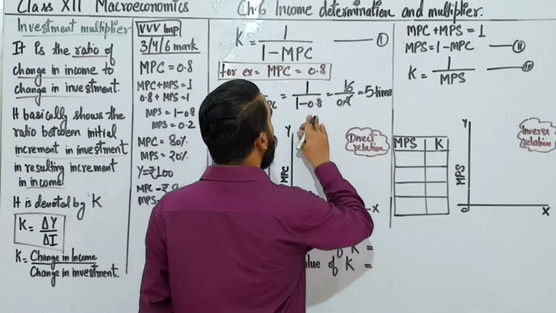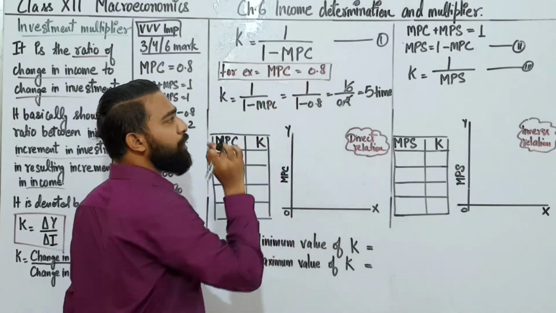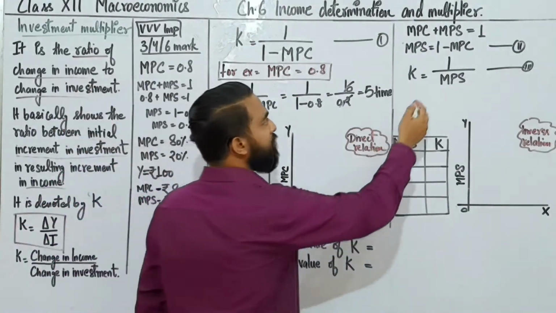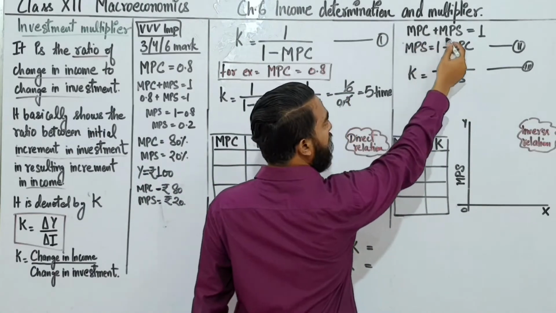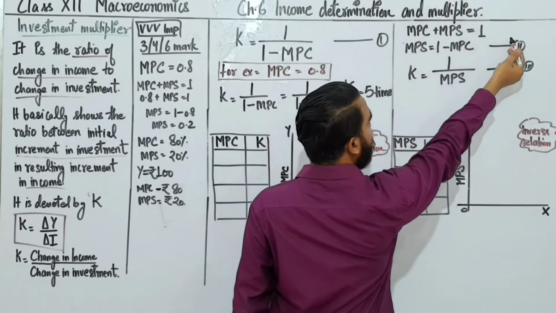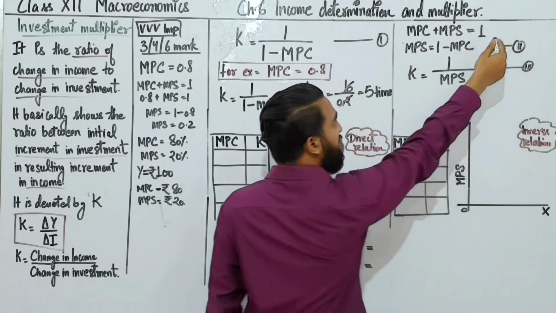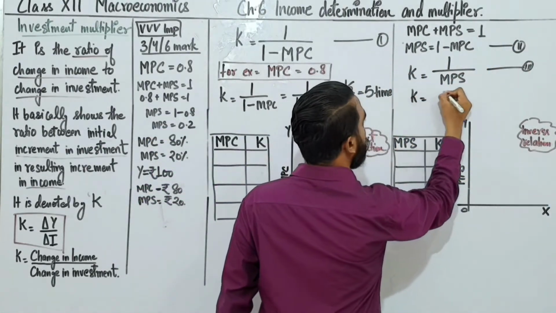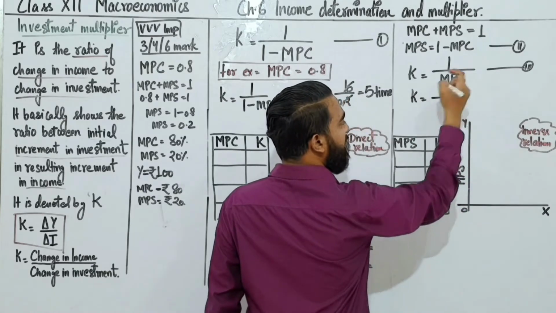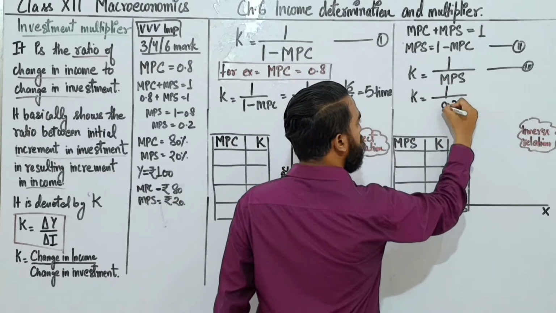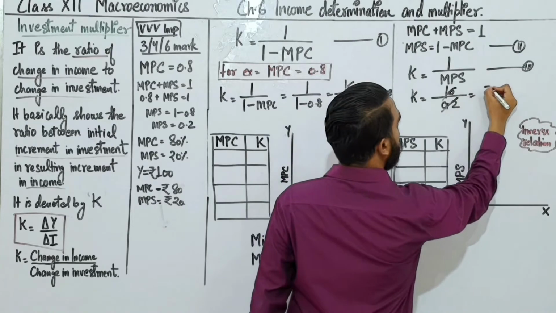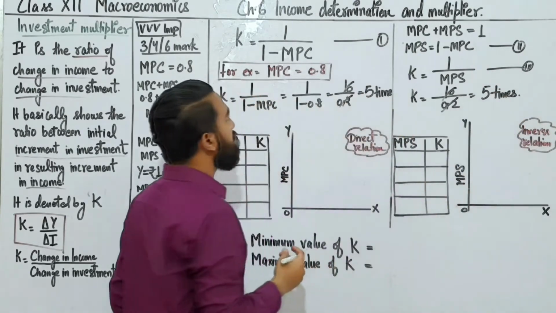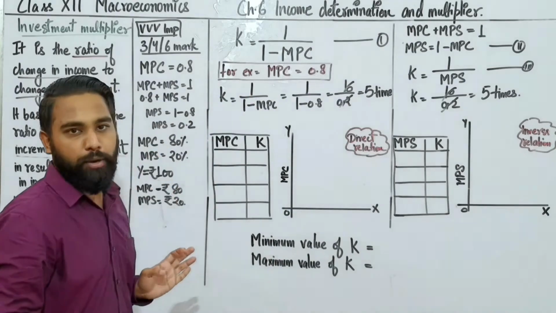Now let's do the same for this. If the value of MPC is 0.8, then MPS is 1 minus MPC. Bring that 0.8 here, then 1 minus 0.8 is 0.2. Now the value of K will be 1 upon MPS, which is 0.2. It will be here also 5 times. So these are your two formulas.